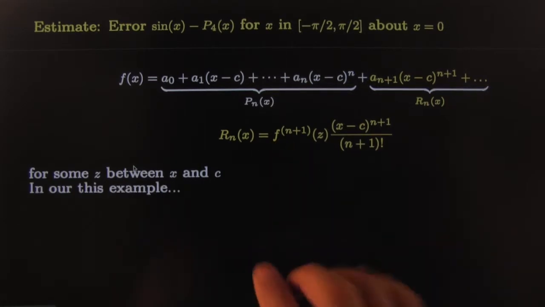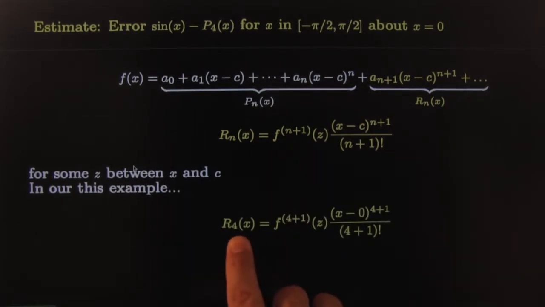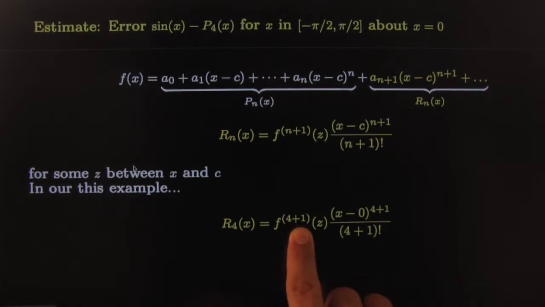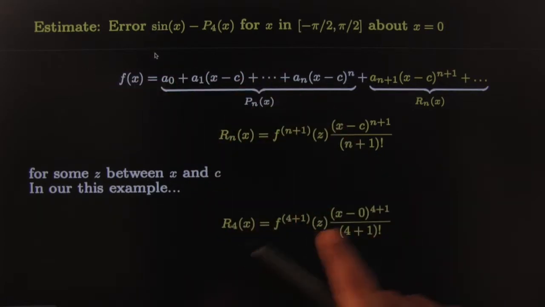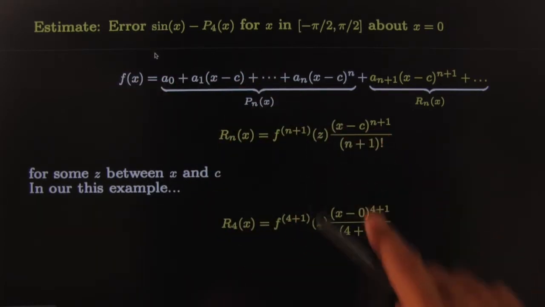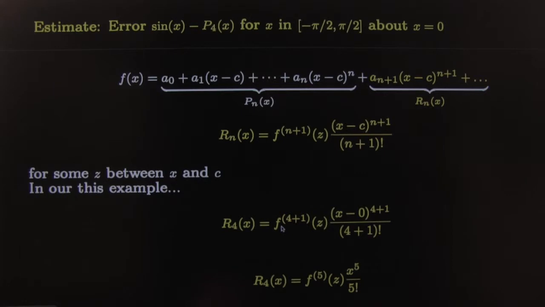So the fourth order remainder would be the fifth derivative of the function at some point z, and you plug in n equals 4, so I plugged in 4 there, 4 there. That reduces to something like this.